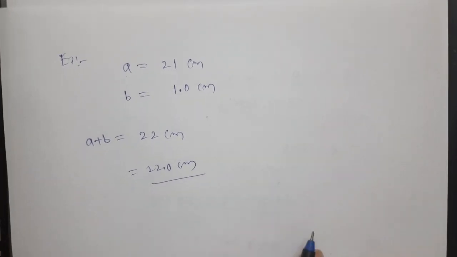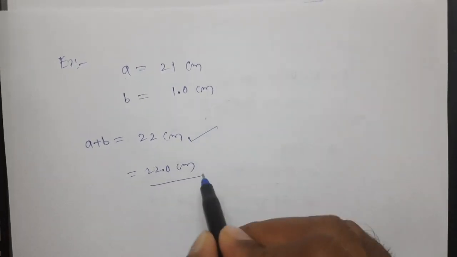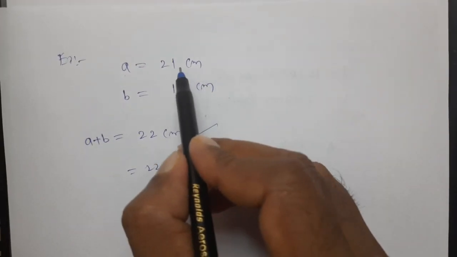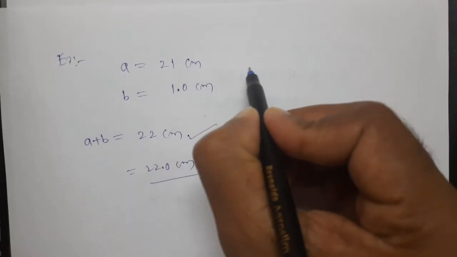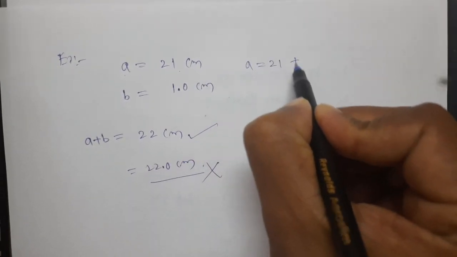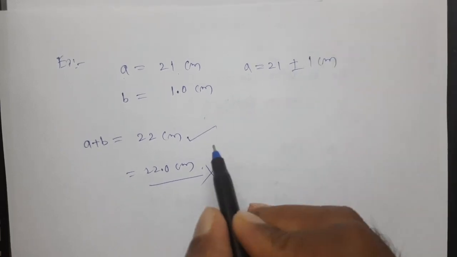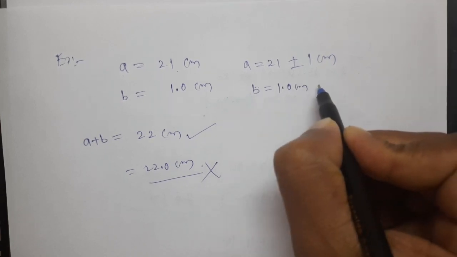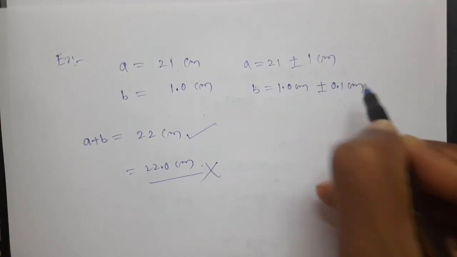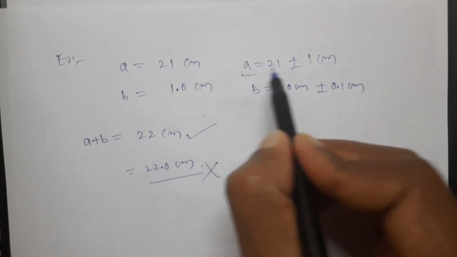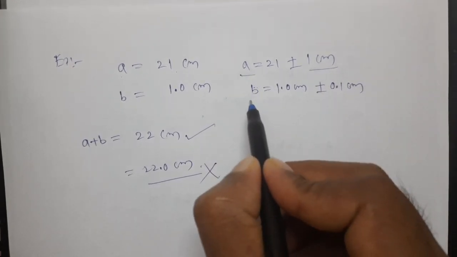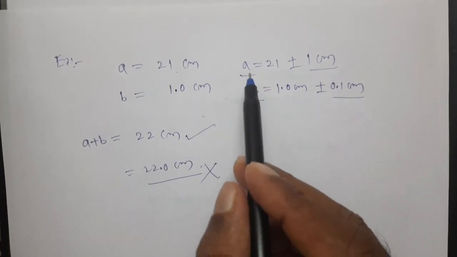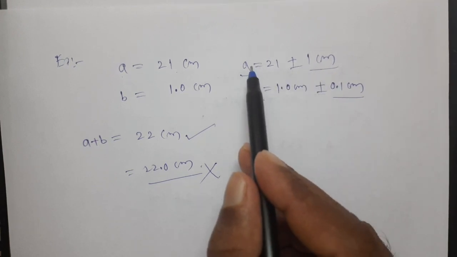So which one is correct? This one is correct, the other is not correct, and I'll tell you why. 21 centimeters means, so what is the error here? It can be written with the error like this: 21 plus or minus 1 centimeter. And when you take B, how do you write? 1.0 centimeters plus or minus 0.1 centimeter. That means in the measurement of A, what is the error, guys? 1 centimeter. In the measurement of B, what is the error? 0.1 centimeters, isn't it? So already when you have error in A is 1 centimeter, when you add A and B, what happens, guys?